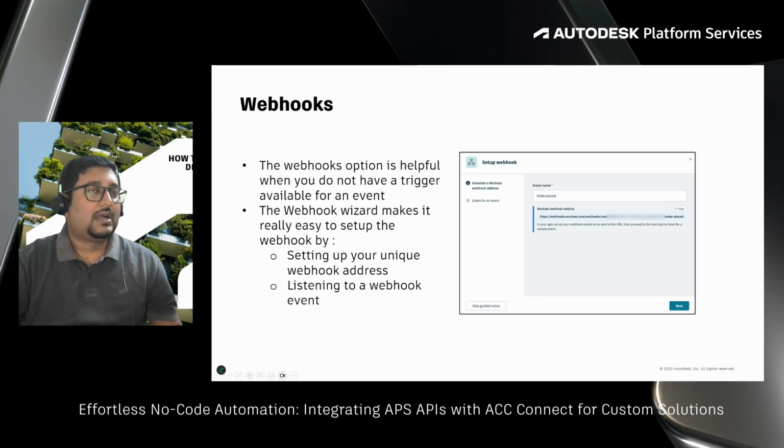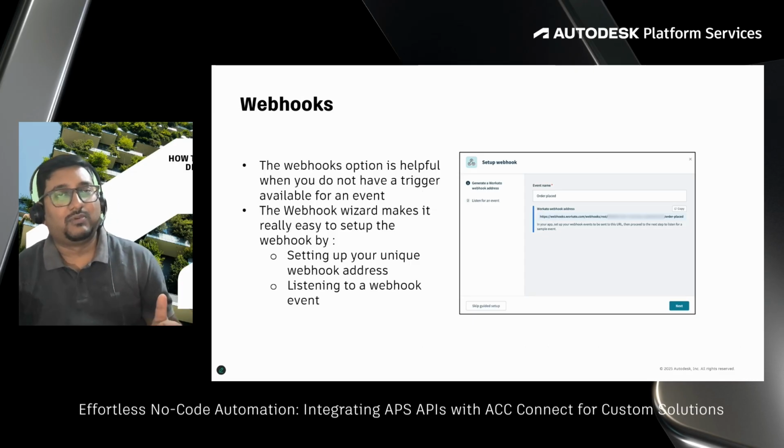Now, what are the different elements that you need when you're setting up a webhook? First, whenever you're trying to set up a webhook, you need a unique webhook address. The webhook address is used by the notifying platform so that it reaches out to you through that address. And the second thing is you need a service that keeps looking for the webhook event. So these are the two major things that you need to set up a webhook. Now, ACC Connect provides both of these very easily. First, it will provide you the unique address, and it will also keep looking for the webhook event because it is a cloud platform.